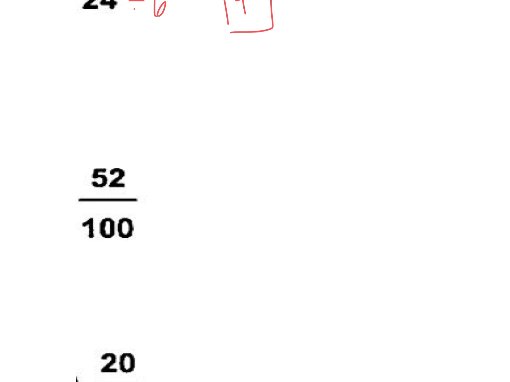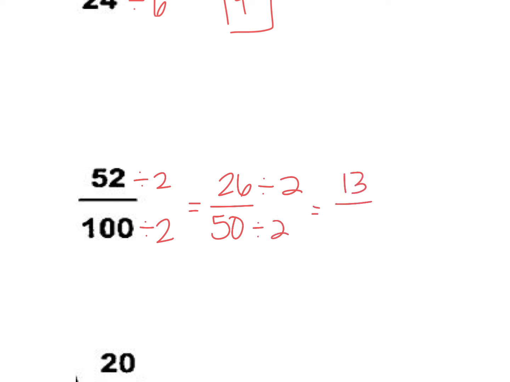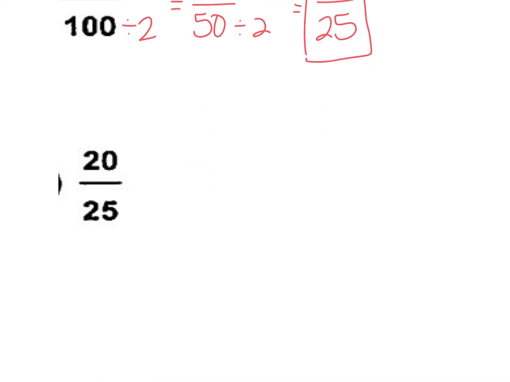52 over 100. Well, they're both even, so I know that they can both be divided by 2. And 52 divided by 2 is 26. And 100 divided by 2 is 50. They're even, so again, I can divide a second time by 2. 26 divided by 2 is 13, and 50 divided by 2 is 25. Now that's in simplest form. If you had just divided by 4 to start, you would have only had to divide one time.